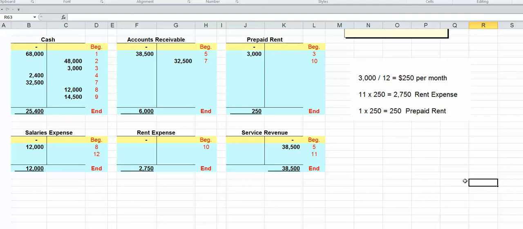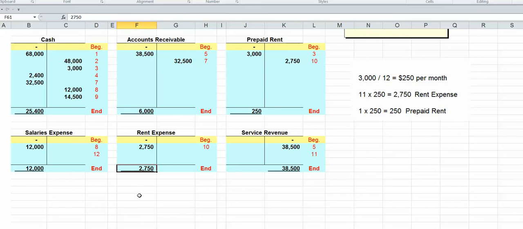We can take one of 2 approaches to this. We can go at it from a balance sheet approach and say, what should the balance be in prepaid rent? $250, which means we need a $2,750 credit to prepaid rent. And of course, then the debit would be to rent expense. And both those entries would give us the correct balances for prepaid rent and rent expense.